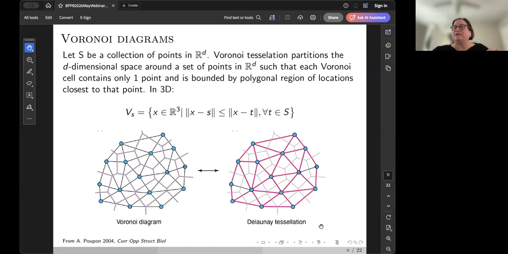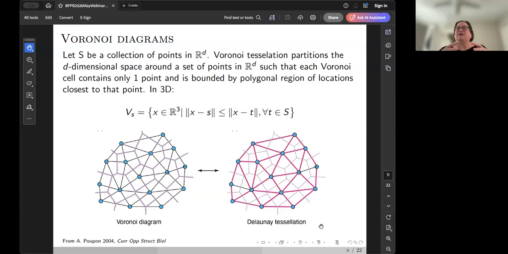So I'm going to step aside for just a moment to talk about the types of geometric modeling that are at the basis of the work that you're going to see. I don't know how much people are familiar with computational geometry and Voronoi diagrams, so I'm going to take just a brief digression here to explain a little bit about what's going on.